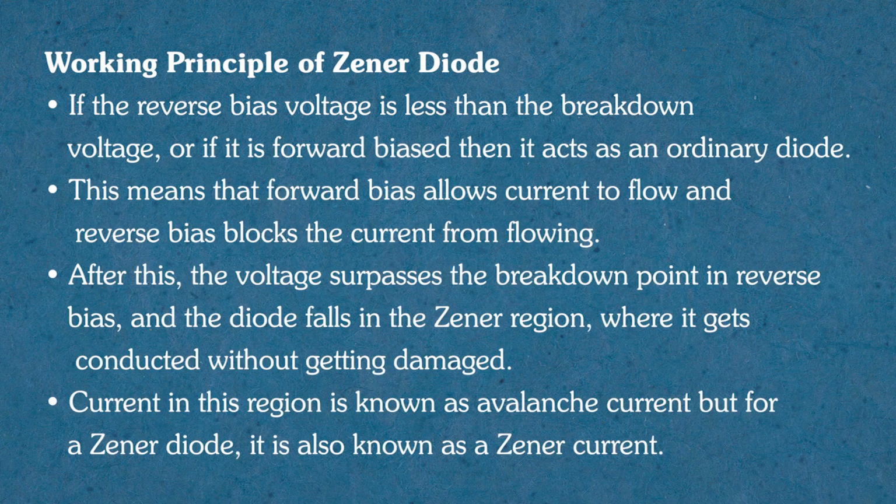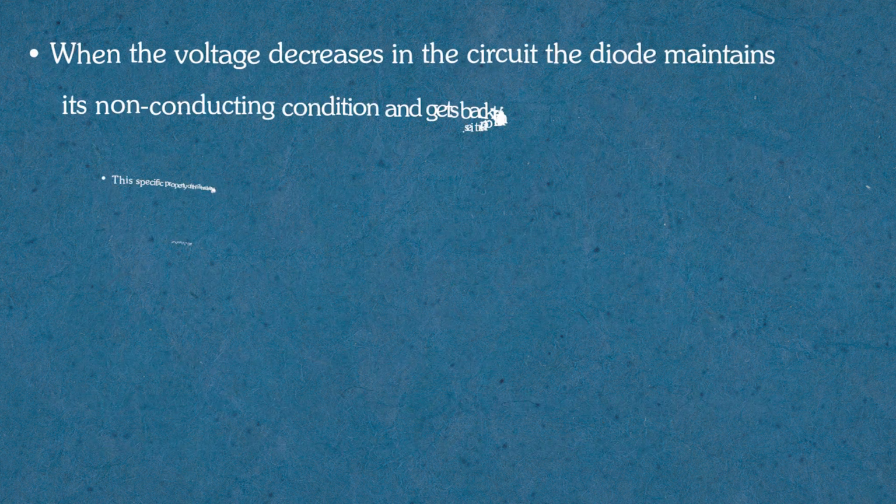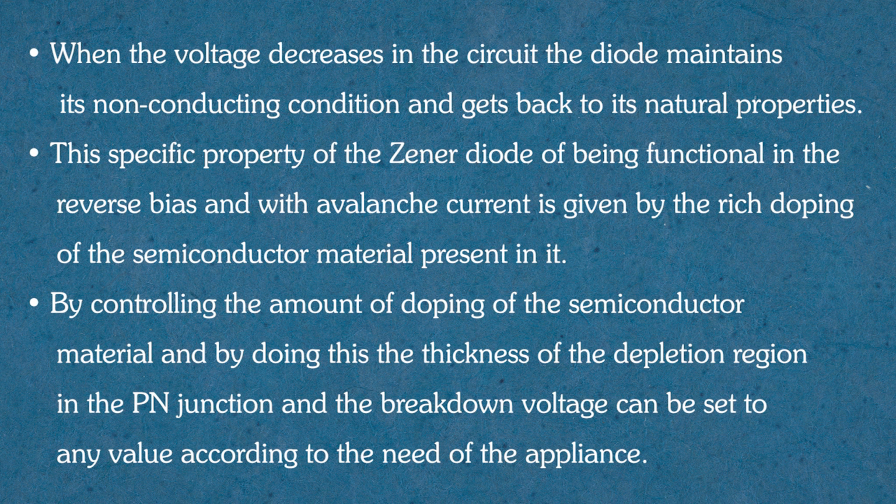The current in this region is known as avalanche current, but for a Zener diode, it is also known as Zener current. So when the breakdown occurs in the reverse bias condition, and if it occurs before the avalanche breakdown, it is called the Zener breakdown, or the Zener effect, and the current which flows here is called the Zener current. When the voltage decreases in the circuit, the diode returns to its non-conducting condition and gets back to its natural properties.